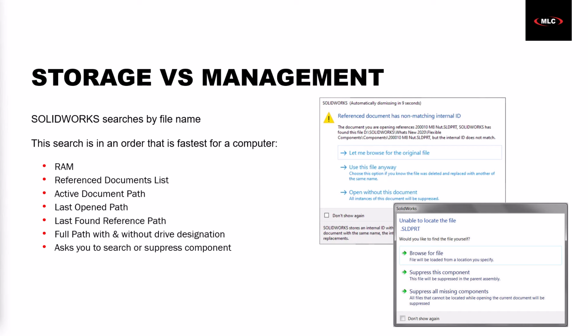Perhaps an even more dangerous situation occurs if there are two files with the same name in existence. You can see from the search order it's very possible for SOLIDWORKS to find the wrong part, even if it's not in the same folder or on the same hard drive as the drawing. This file may look the same and be named the same, but if you're seeing a warning that a reference document has non-matching internal IDs, then SOLIDWORKS is telling you it's not the same file as the last time it was opened.